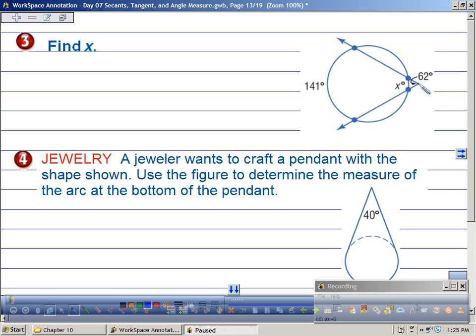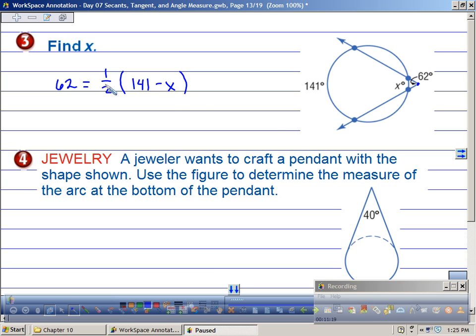Okay, so we've got a point outside of the circle. We've got two secant lines. What relationship does this angle have with the two arcs? It's half. Half of what? They're different. So 62 degrees is going to be equal to half of the difference between what? 141 and x. Why don't I take x and subtract 141? Why do I take 141 and subtract x? Because x is smaller. You wouldn't subtract it that way, right?